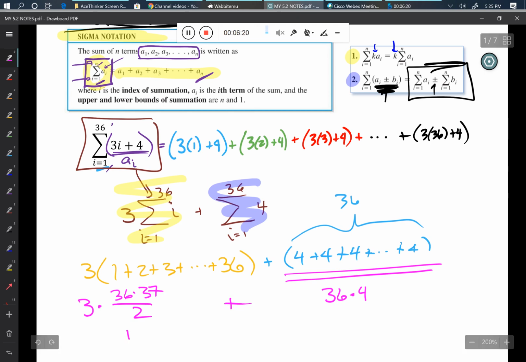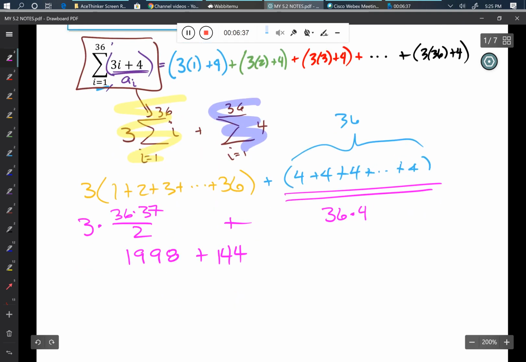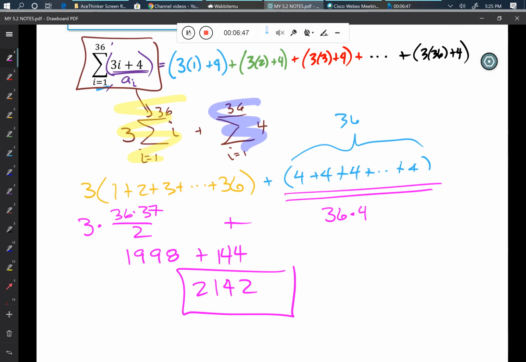So this is 1,998. The oops wasn't that the math was wrong. The oops was my fat fingers doing something wrong on my calculator. And then plus 36 times 4. And I get 144 for a grand total of 1998 plus 144. I get 2,142. And so the summation is 2,142.